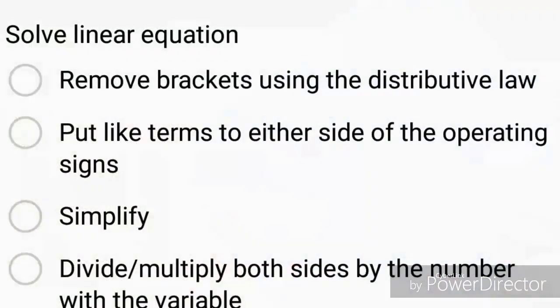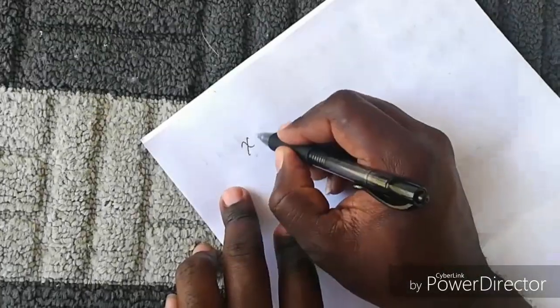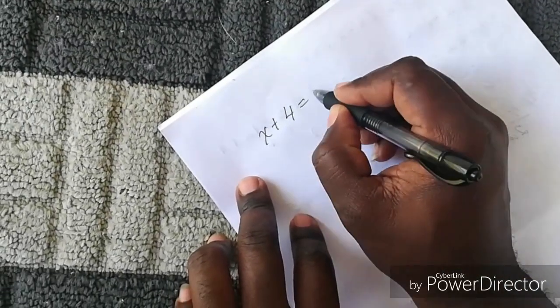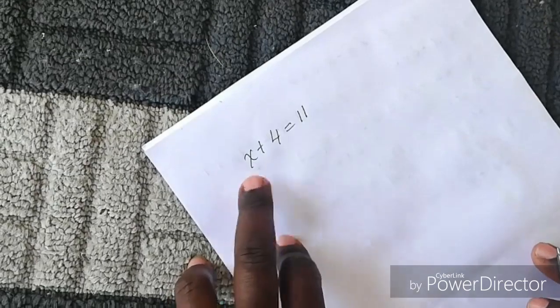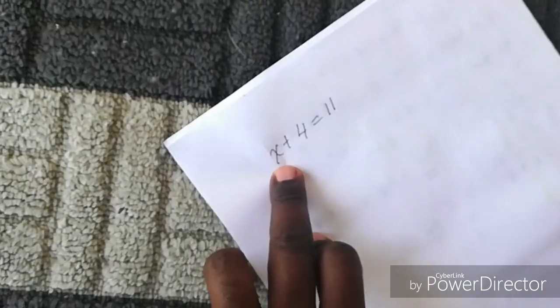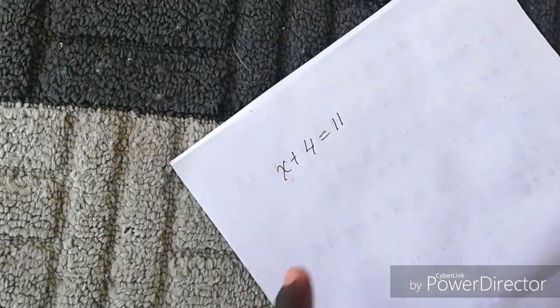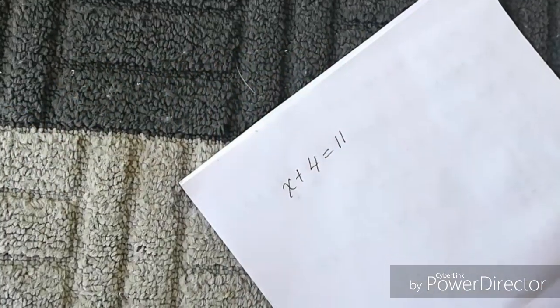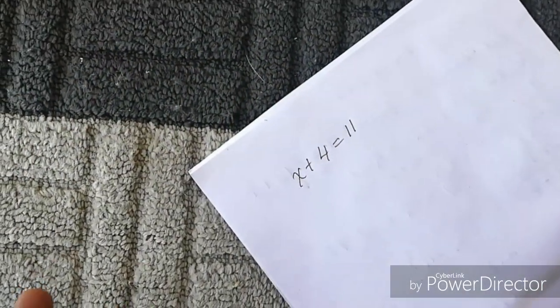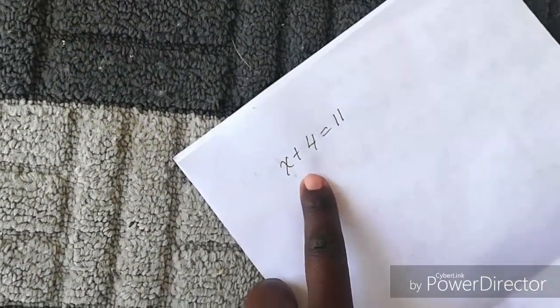Alright, so what we're going to do, we're going to group like terms together and we're going to simplify, because we're going to start with the simplest one. So let's say we had x plus 4 is equal to 11, and we're trying to find the value of x. Now we could do this mentally. You say x plus what gives me 11. Okay? Now if you don't know, we'd have used the balancing method.